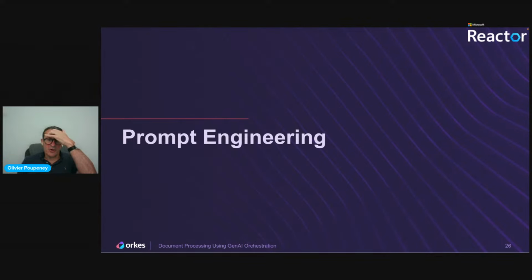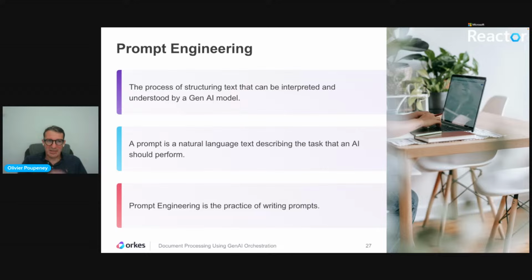Prompt engineering. When you have those integrations in place, the next step is to define some prompts. So let's see what it means exactly. Prompt engineering is really the process of structuring text content that will be interpreted and understood by a model, meaning it is a description in natural language of what the model has to do and how it has to do it.